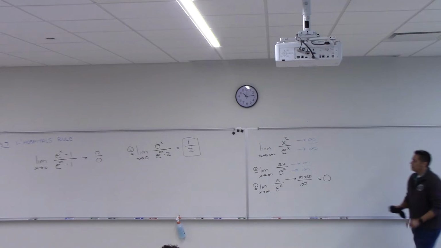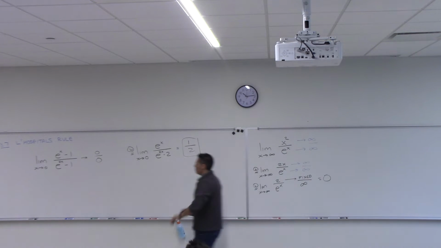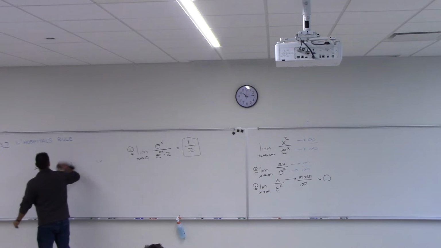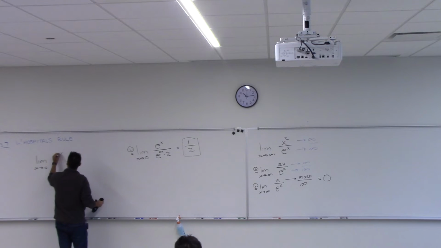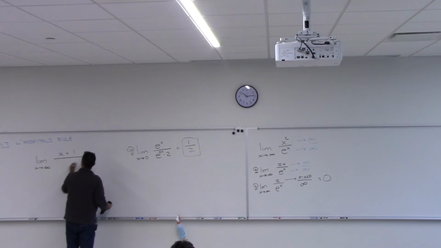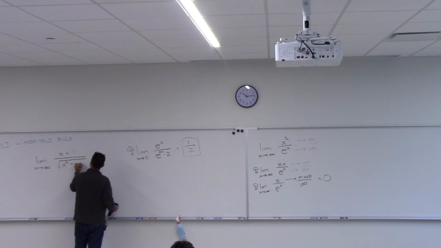Okay. How are we doing on time? We're doing great. How about this problem? How about x plus 1, let's go to infinity, x plus 1 over the square root of x squared plus x plus 1.